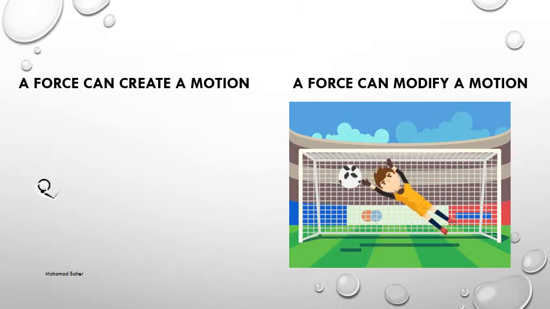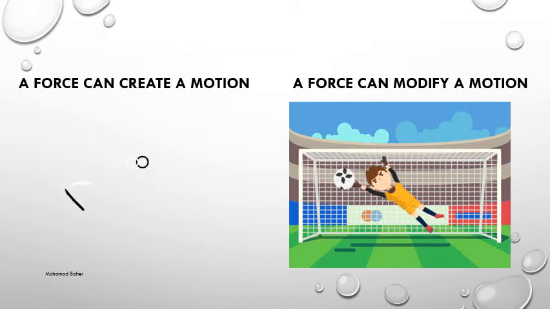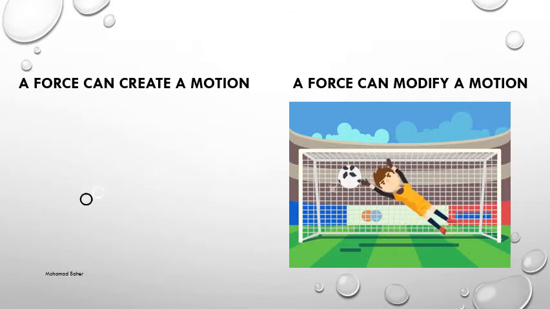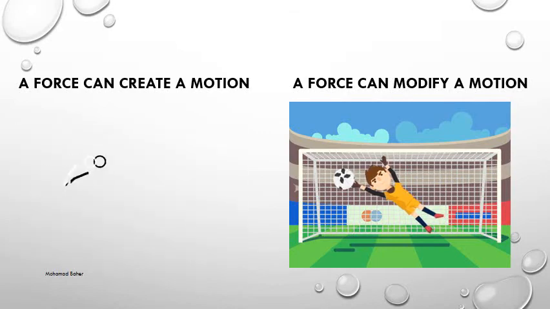Therefore, these two slides shows to me the effects of a force, which are four. The first one, a force can deform a shape of a body. The second one, a force can prevent the motion of a certain body. And the third one, a force can create a motion. And the last one, which is a force can modify a motion.